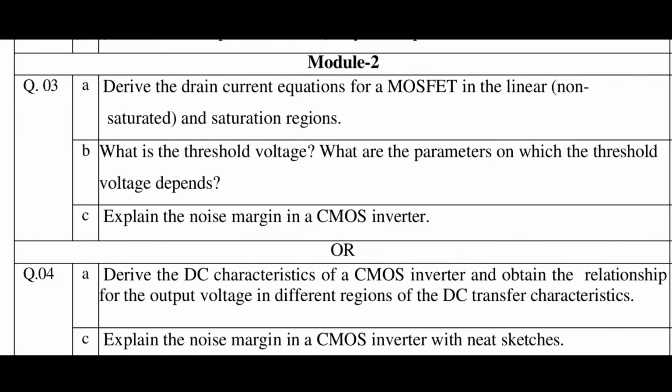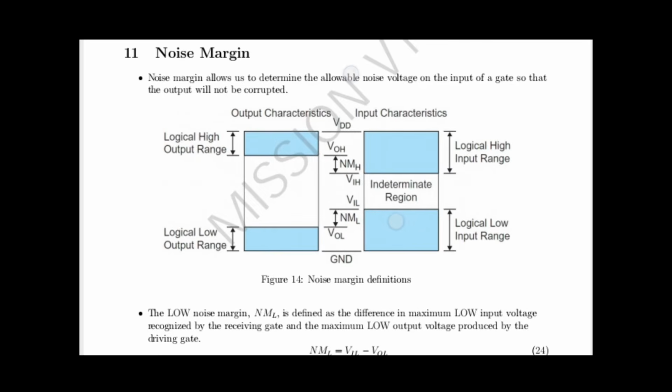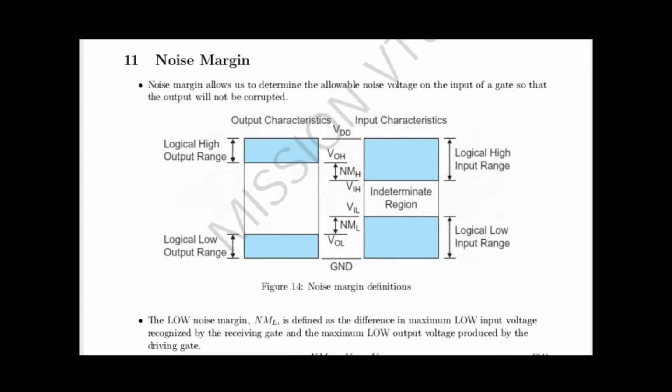The 3C question is: explain the noise margin in a CMOS inverter. So what is noise margin? Noise margin allows us to determine the allowable noise voltage on the input of a gate so that the output will not be corrupted.